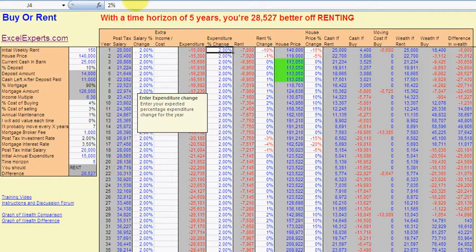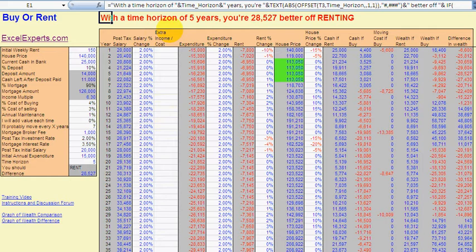So with the time horizon of 5 years, we're better off renting in this example. But let's say I actually don't like renting at all. I don't like the fact that I'm not in control of the place that I'm staying in. So I want to find out at what rent I'd be no better or worse off renting or buying. So what I can do is use Excel's goal seek function.